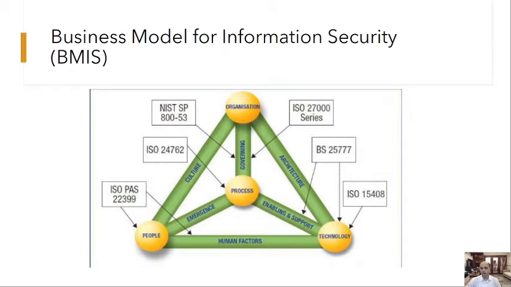And then comes the technology. Technology seems to be a very big one, but actually if we see this particular triangle, each and everything has equal importance.